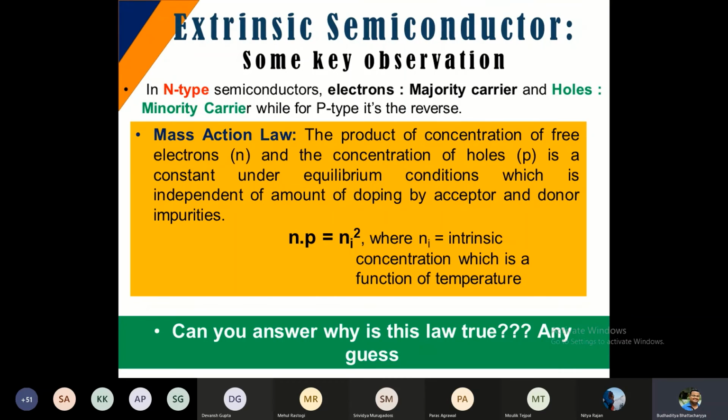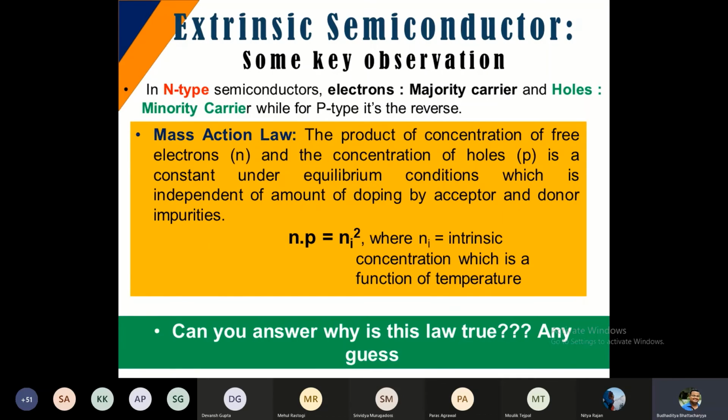Keeping that in mind, there is a law called the mass action law, which states that the product of the concentration of free electrons and the concentration of holes is constant under equilibrium condition, independent of the amount of doping by acceptor or donor. What does that mean? If I consider an extrinsic semiconductor, be it N-type or P-type, the hole concentration multiplied by the electron concentration will be equal to Ni squared, where Ni is the intrinsic concentration, which is a function of temperature.